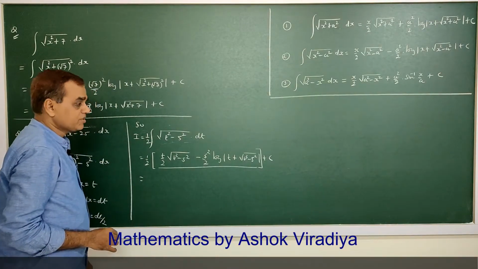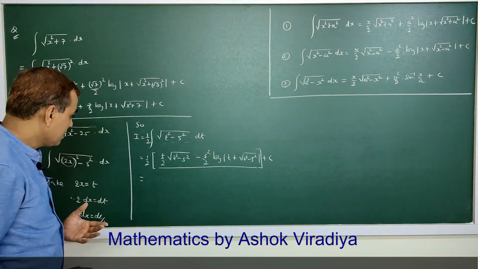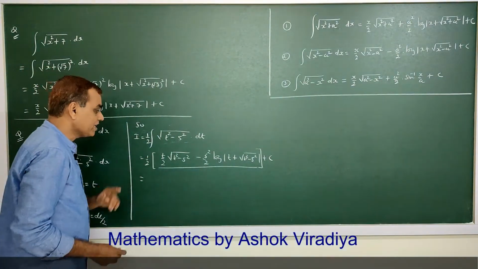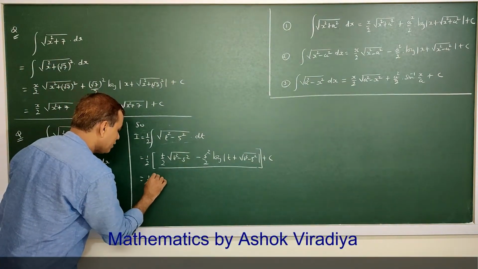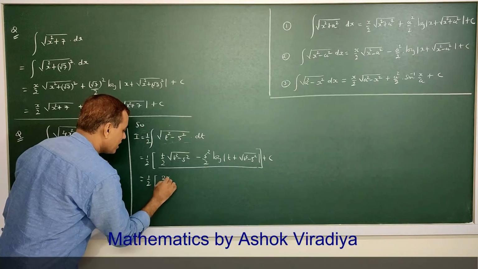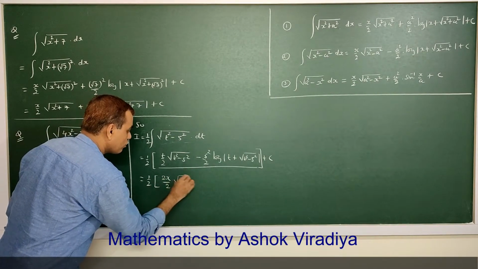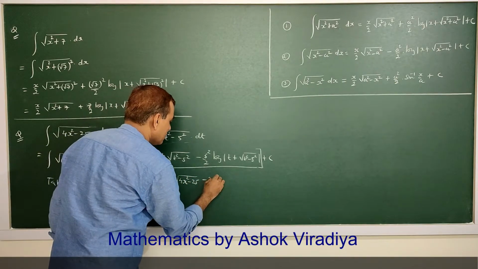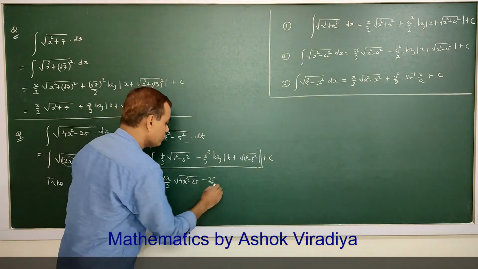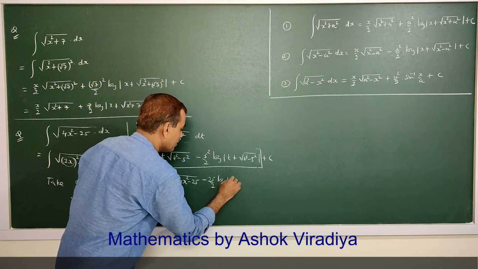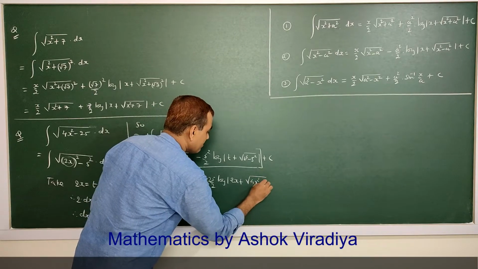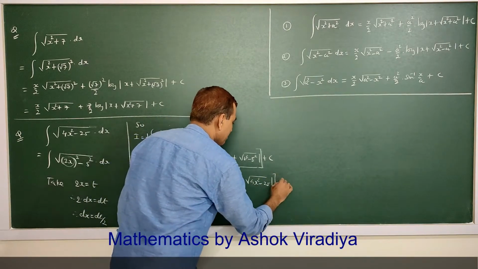Now substituting the value of t. What is t? t is 2x. So now I am putting here 2x. So 1 by 2 into 2x by 2 square root of 4x square minus 25 by 2 log mod 2x plus root 4x square minus 25 plus c.